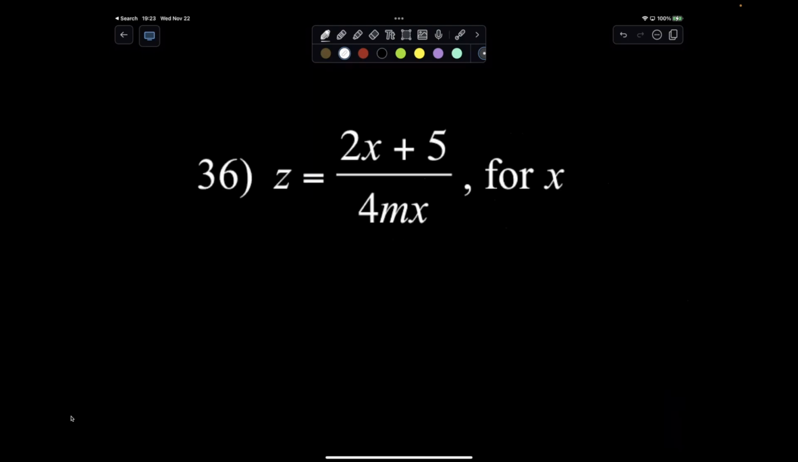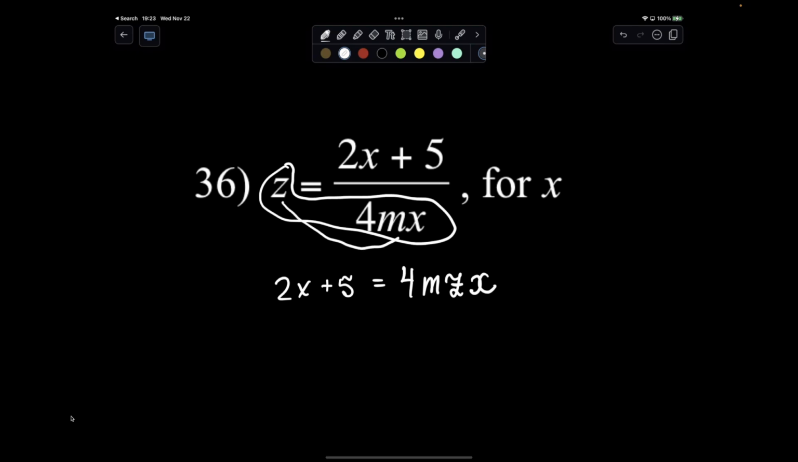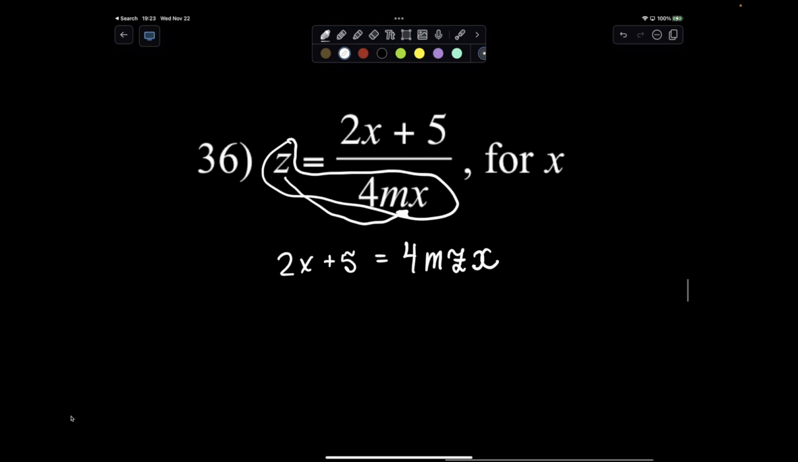Solving for x, multi-steps. So what I see is I have x both in the denominator and in the numerator. So first, I'm going to do this. I'm going to multiply. So I'm going to have 2x plus 5 will equal to 4mzx. So what I did, I put z in between m and x so that I can clearly see my factorable two members of this equation.